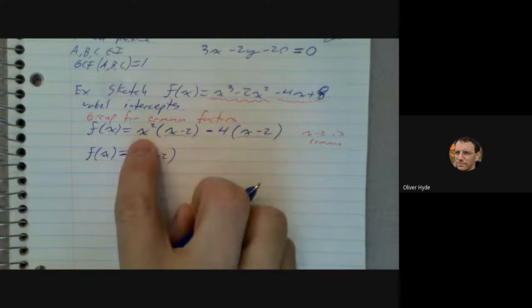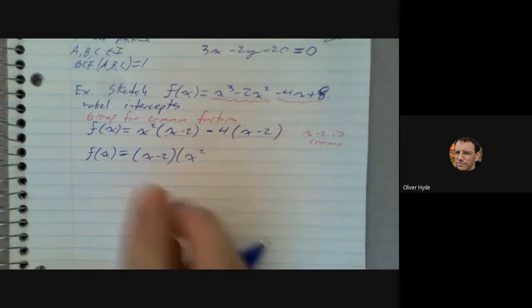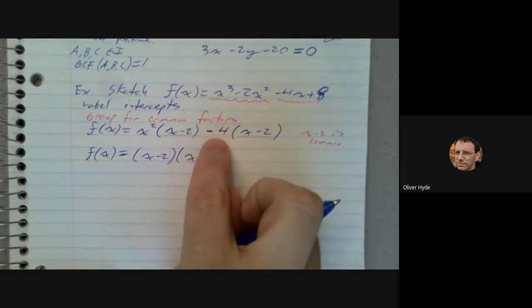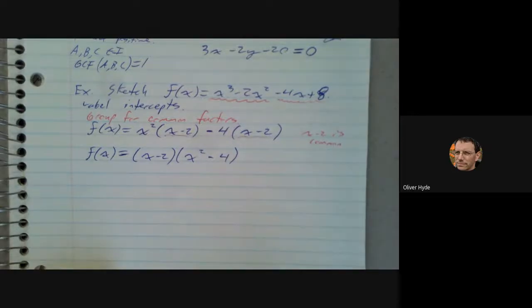X minus 2 times what gives me x squared times x minus 2? X squared. X minus 2 times what gives me negative 4 times x minus 2? Negative 4. Again, I'm saying it kind of sarcastically because when I ask myself the question in English, I hear my own answer.